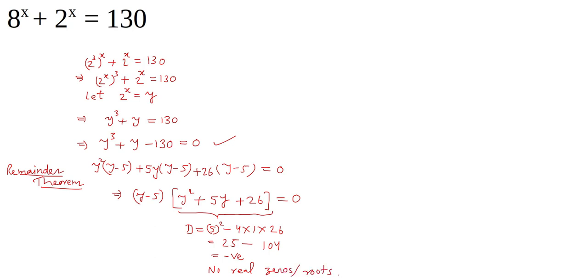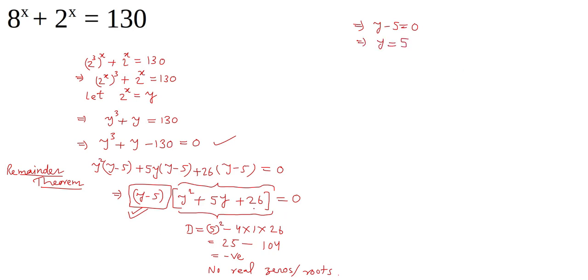So there are no values of y possible which could make this quadratic equation 0. So this will never be 0, but the product is 0. So definitely the other factor we have written here must be 0, because this is not going to be 0. So from here we get that y minus 5 should be 0, or you can write y is equal to 5.